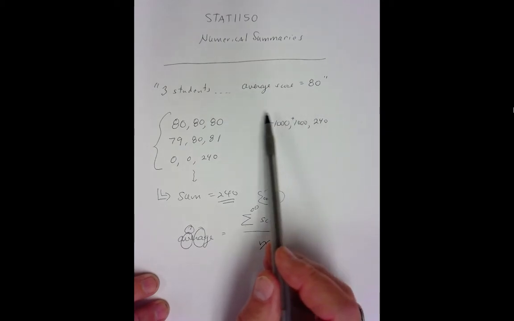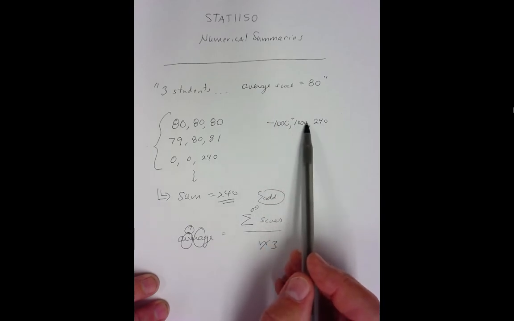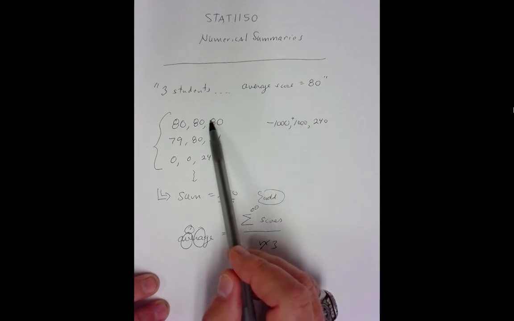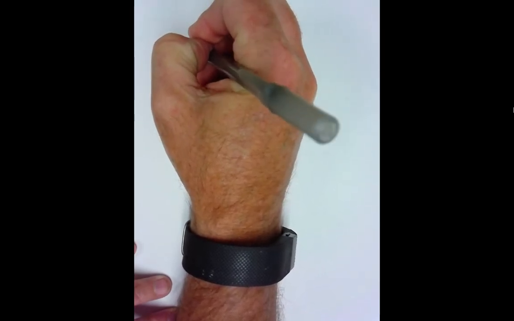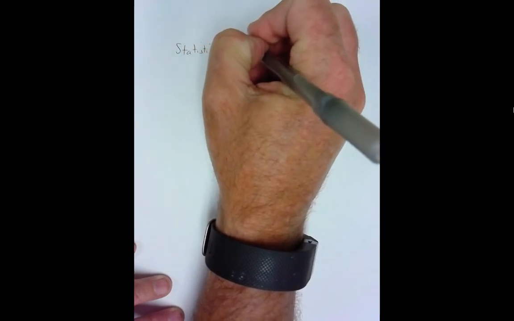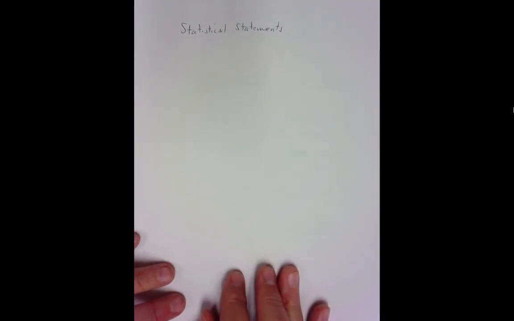There's all kinds of variation in these scores. In fact, it ranges from negative 1,000 all the way up to positive 1,000, where this doesn't range at all. It doesn't vary at all. So, guys, what we want to be able to do is make statistical statements that emphasize two important characteristics of a data set.